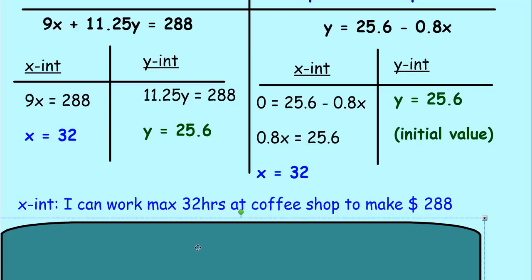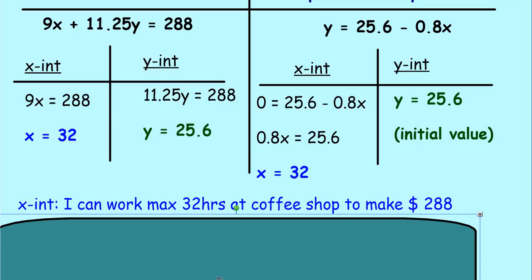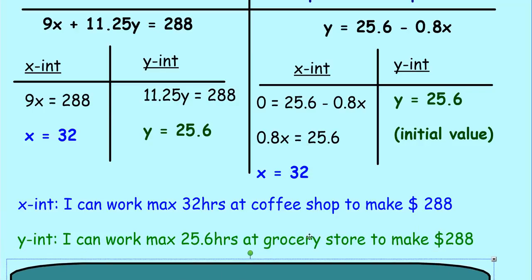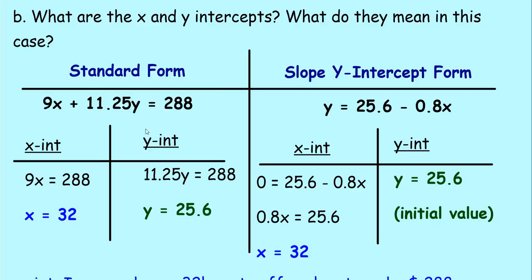Same thing with the y-intercept. I can only work a maximum of 25.6 hours at the grocery store to make the same amount of money. That's what the intercepts mean. It shows you the maximum points for each variable, whatever that is in the context. And hopefully the comparison between standard form and slope y-intercept form is more clear.